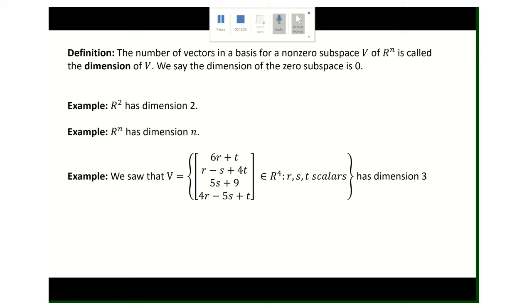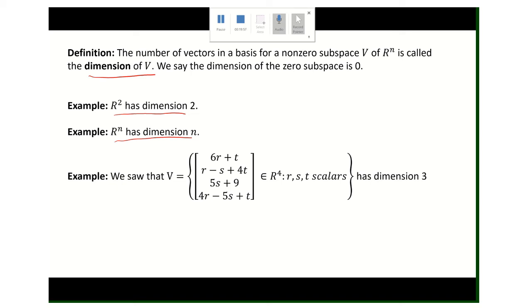Now, I talked about how any basis that you get is going to have the same size, even though you can end up getting different bases. The number of vectors in the basis is called the dimension of your subspace. This is kind of a measure of how big your subspace is. So for instance, R2 has dimension 2. There are two vectors in any basis for R2. Rn has dimension n, to generalize.